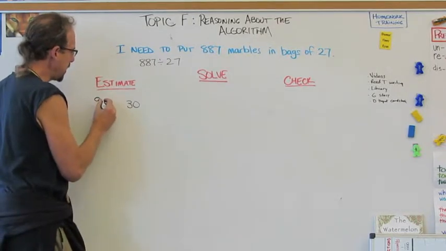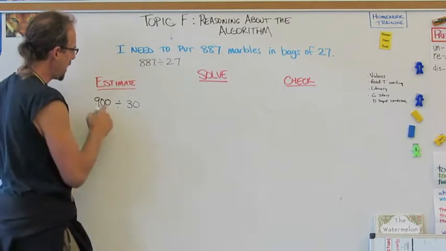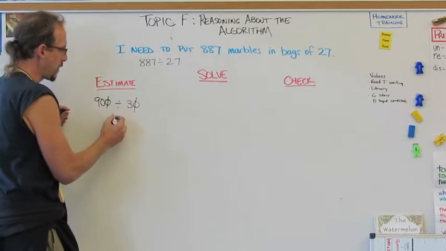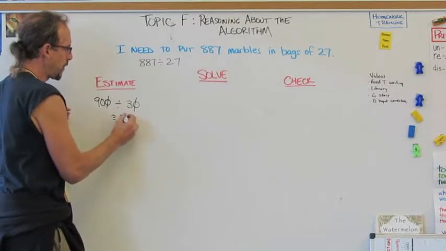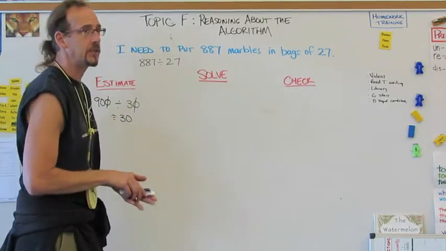So 900 divided by 30. And I would divide by 10, divide by 10. 90 divided by 3 would be about 30. And that's what's going to be my estimate that guides the actual work that I do.